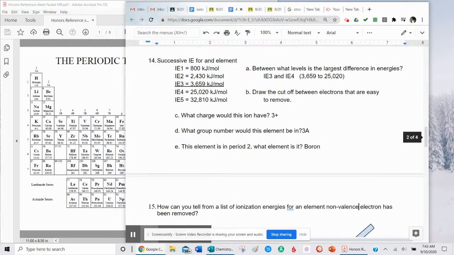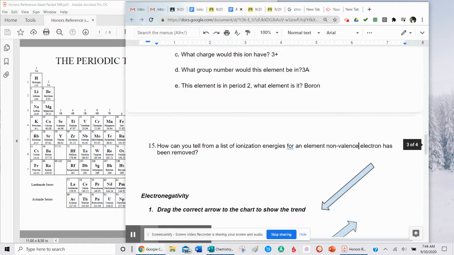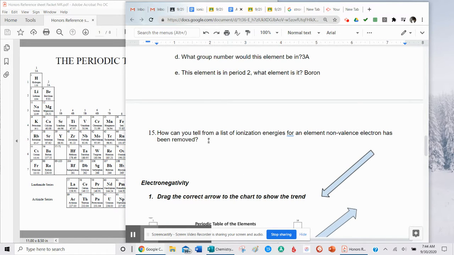So if I look up here, we explained that the outer shell, the valence electrons, were very easy to remove. And then when I have this large jump, that means I'm changing energy levels. I'm out of my valence shell. So basically, if I see a large jump in ionization energy, that is what would tell us that we're now removing a non-valence electron. Again, we're going down to a closer shell energy level that's closer to the nucleus, so they're going to be much harder to remove.